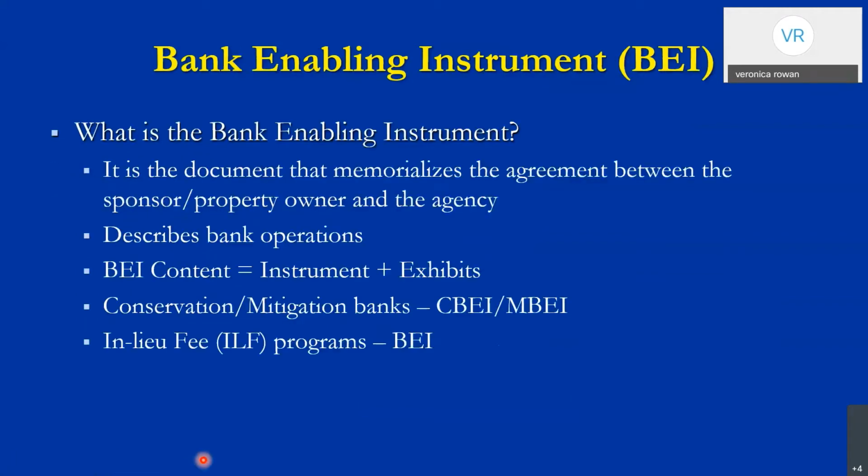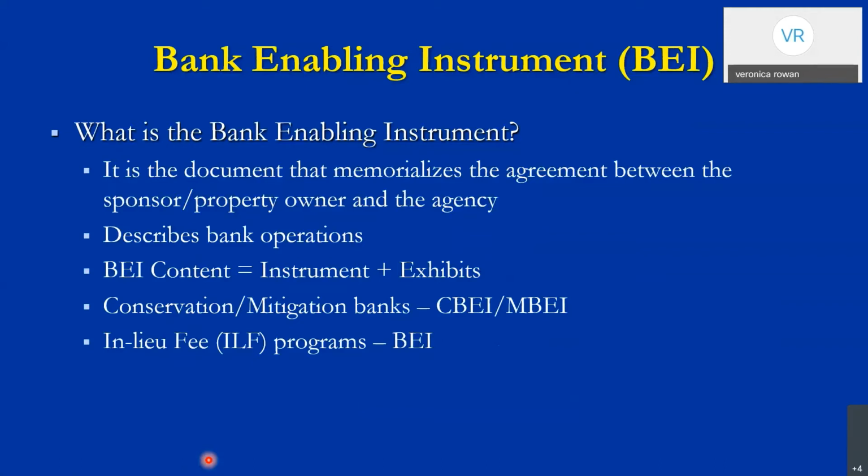So we've talked about the bank enabling instrument, but what is it? That's what I have here on the screen, that first bullet point. It's the document that memorializes the agreement, and it also describes the bank operations. It's a very important document, and it's very important to have clarity in the document because this thing is going to live on for a long time.